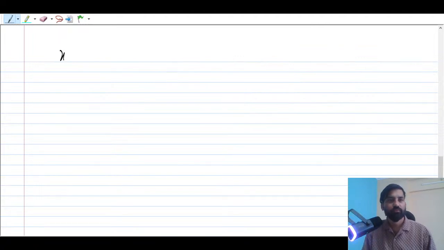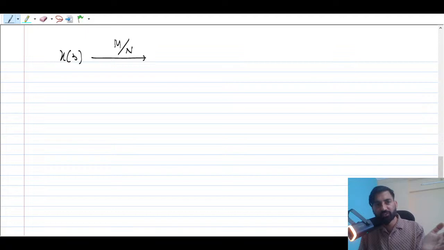Look, what does fractional delay mean? I'm just going to delay it, I'm just going to shift x of n by m by n. This is the fractional delay, right? The amount of shifting is nothing but m by n. Okay.